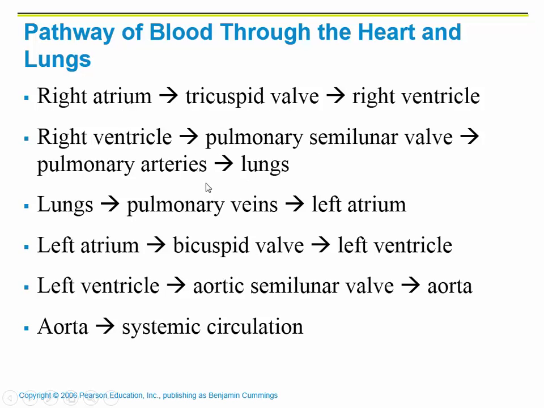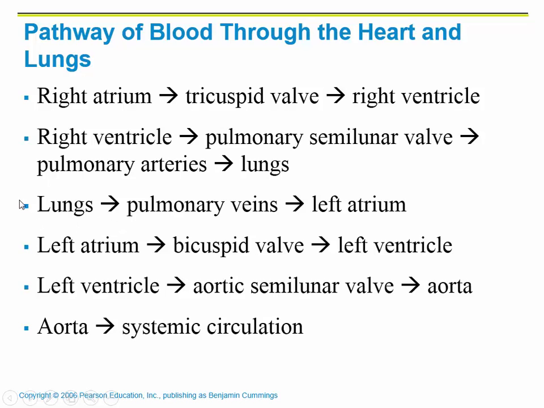And then it goes to the lungs. Now this is where we're going to exchange gases. We're going to breathe the carbon dioxide out, and we're going to breathe the oxygen in. Now once we've exchanged the gases, it has more oxygen. So we have exchanged the carbon dioxide for oxygen. The right side of the heart is said to have deoxygenated blood. The left side has oxygenated blood.